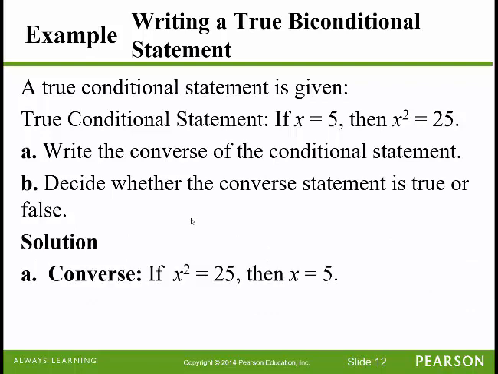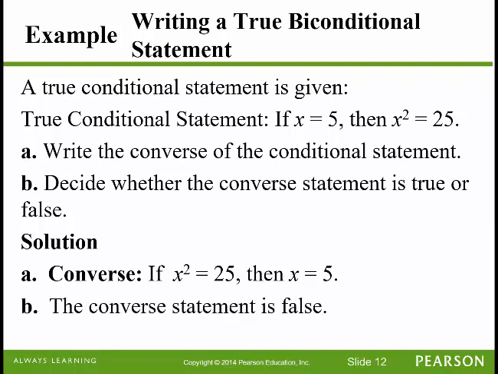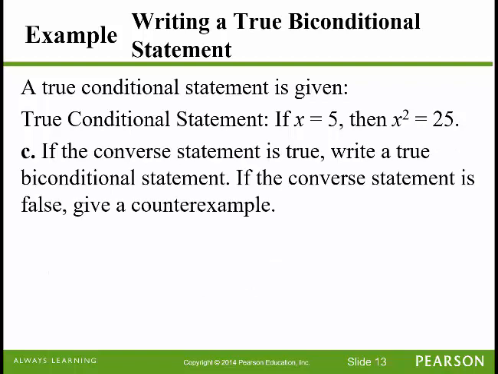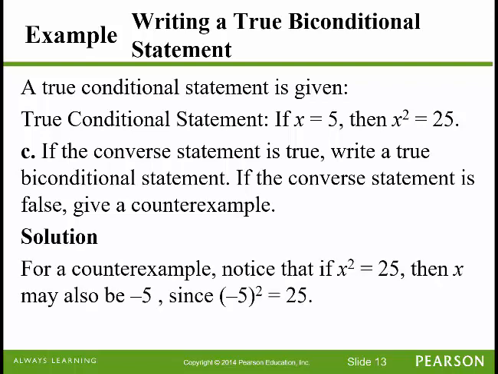All right, first one, A here. If x squared is equal to 25, then x is equal to 5. This converse is false. If that converse is false, let's give a counterexample. Notice if x squared is equal to 25, then x may also be negative 5, since negative 5 squared is equal to 25.